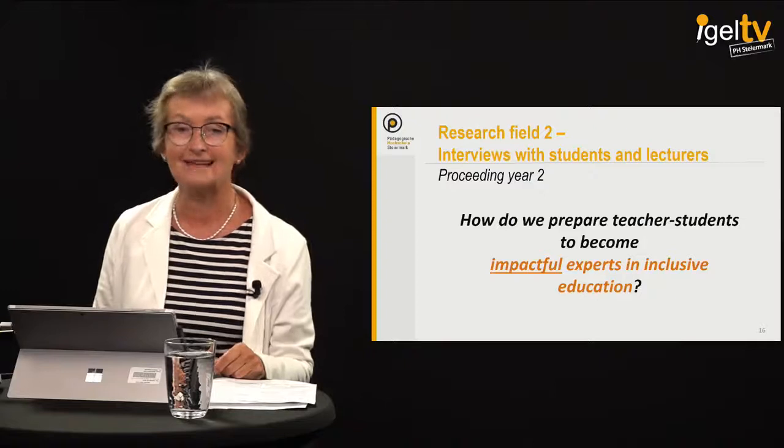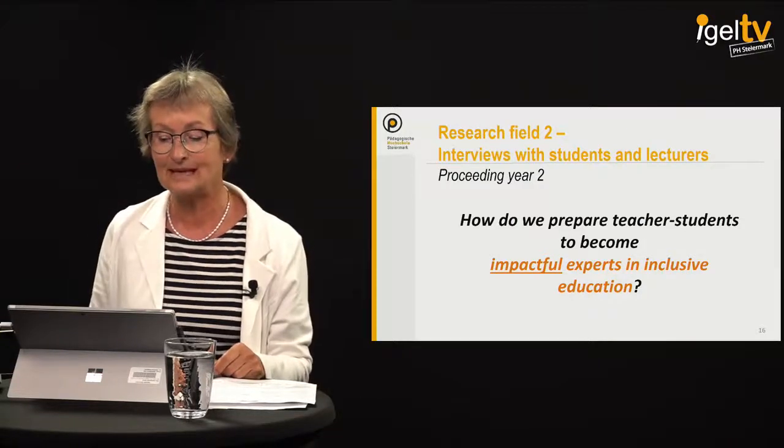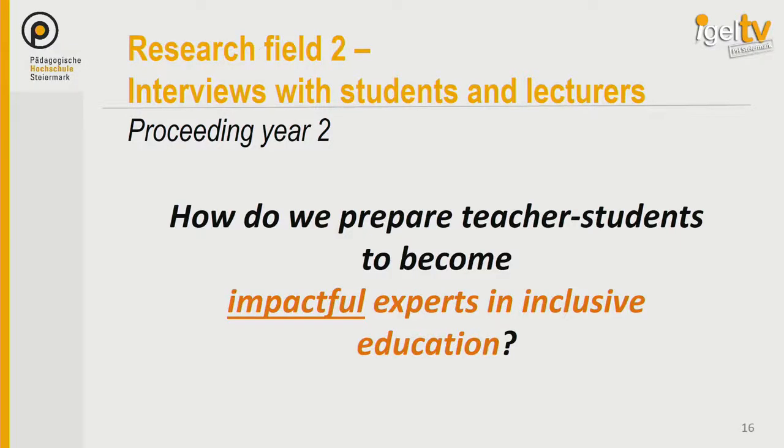So this was research field 1, and now to research field 2. And this one was now the qualitative study. It was made up out of interviews with students and lecturers. How do we prepare teacher students to become impactful experts in inclusive education?